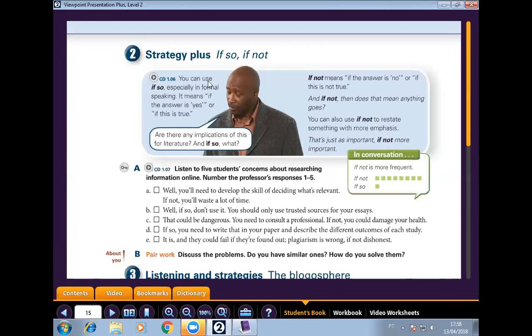So just to remember, if so, if not. If so, you can use it especially in formal speaking. It means if the answer is yes, if it is true. If not means if the answer is no, or if this is not true. Okay? So if so, if the answer is yes or true. If not, if the answer is no, or if it is not true. Okay?